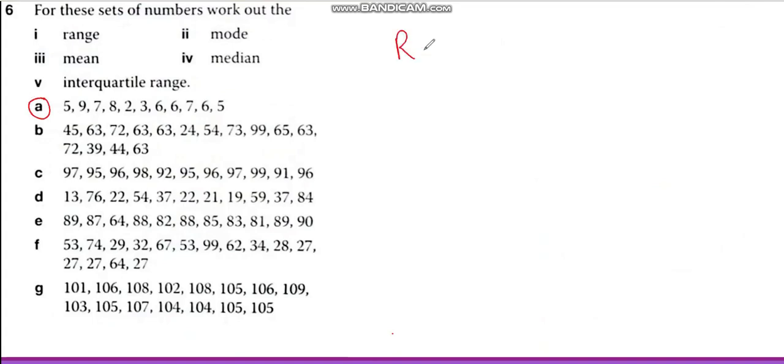First of all, the range is the difference of the maximum and minimum value. So you can see that the maximum value is 9 here and the minimum value is 2. So 9 take away 2 is 7. Similarly, the mode is the most frequent data value. So here 6 is repeated the most times. So the mode is 6.